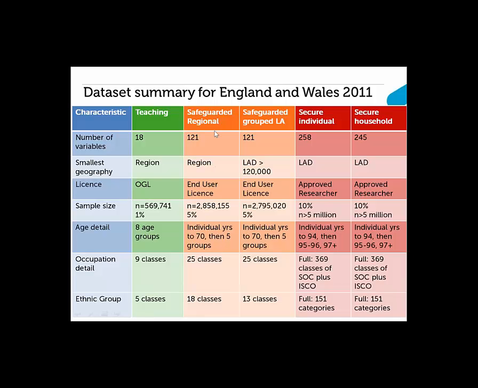By the time you get to the safeguarded files, you'll find that the sample size has gone up. Occupation is at 25 groups, and ethnic group is up to either 18 for this regional file or 13 for the local authority grouped file. By the time you get to the secure data, for occupational detail you have 369 individual units of standard occupational classification, and for ethnicity you have 151 categories. So you can see how much more detailed secure data are than the teaching data, but you should always use the lowest level of detail that you can get hold of that will do the job for you. And certainly you shouldn't be accessing the secure data if these other files will do what you need them to do.